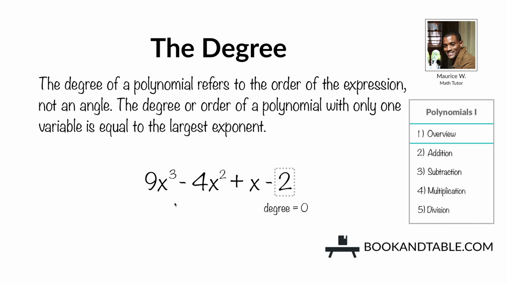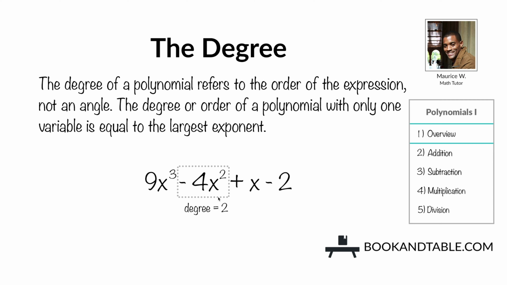So for example, if we had this polynomial here, 9x cubed minus 4x squared plus x minus 2, we're going to look at the individual terms in the polynomial, and the degree of this entire polynomial will be equal to the largest exponent. So we'll start with our constant, -2. Constants all have a degree equal to 0. We then look at the next term, x. This x has an exponent of 1, so the degree of this term is equal to 1.